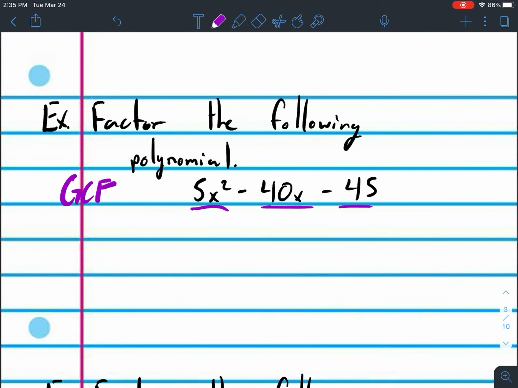What's a common term multiple between 5, 40, 45? We could take out a 5. Divide out of 5, divide out of 5, divide out of 5. Okay? Now, whatever we divide out, we immediately put right in the front, so we're going to divide out of 5. So that would be x squared minus 8x minus 9. Sorry, I spaced out for a second.